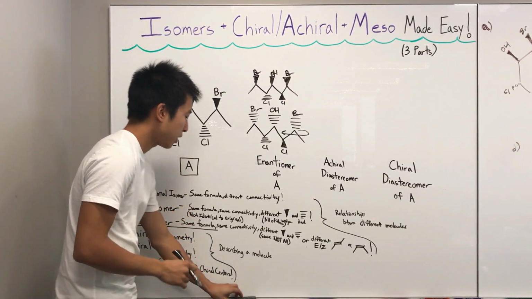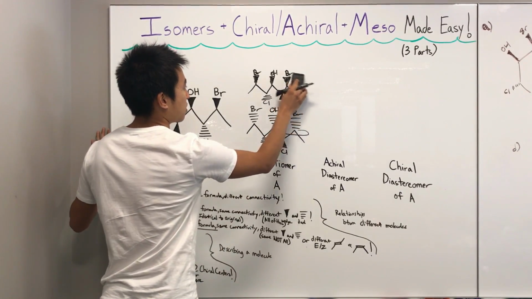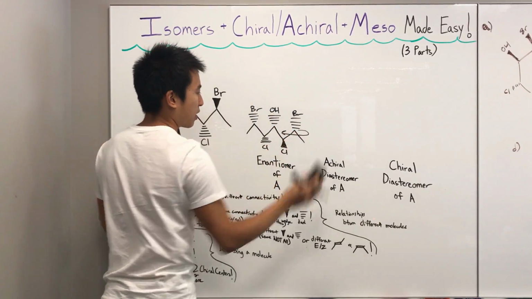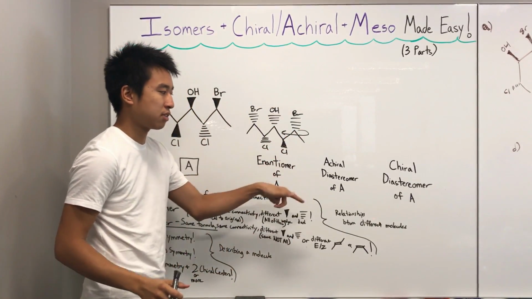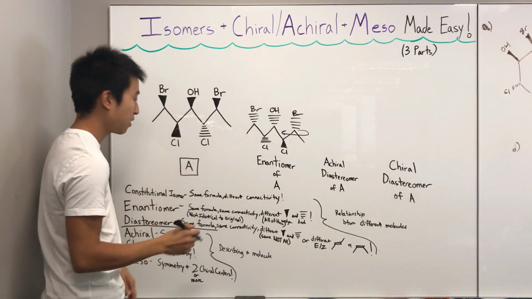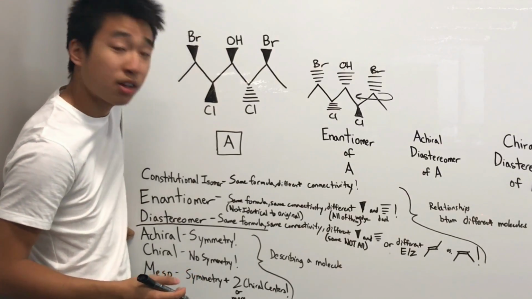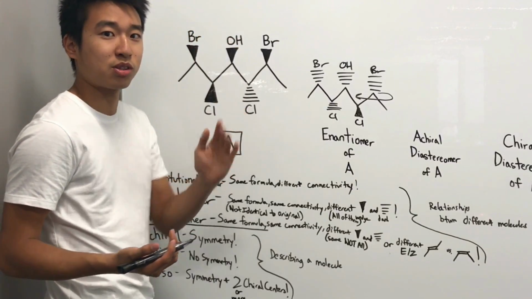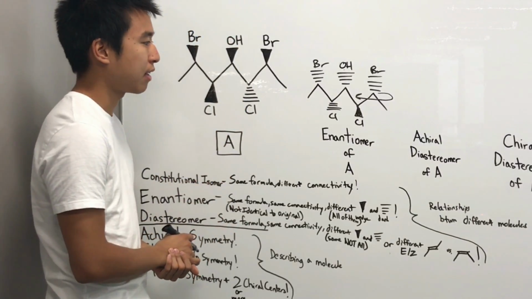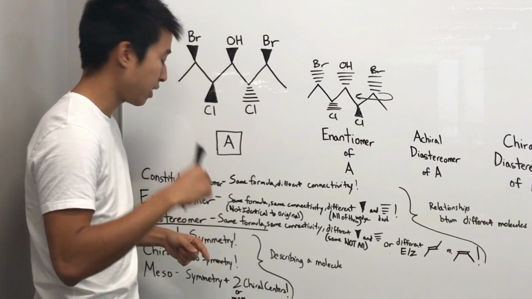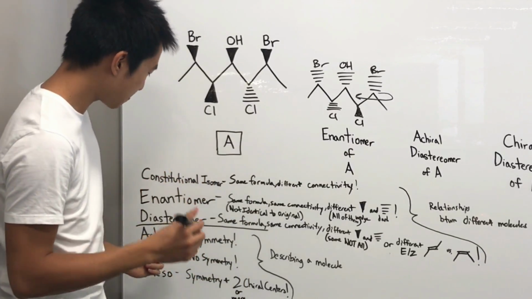Alright. Okay, so now let me just erase all this because we don't need that. Next part, we need to create an achiral diastereomer of A. So that's two vocab words. First, let's break it down. What's achiral? Achiral is just symmetry. There has to be a plane of symmetry somewhere in your molecule. And then diastereomer, that's the next stereoisomer that you have to learn.